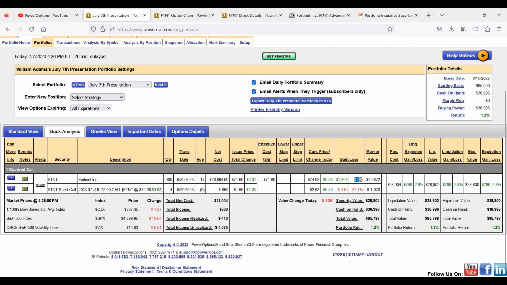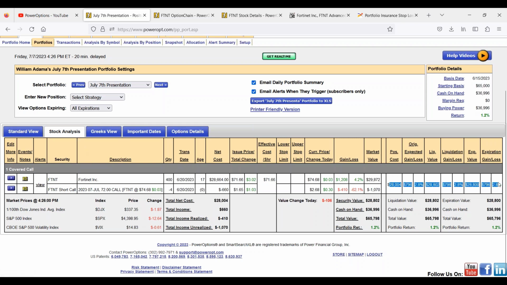We do see the individual gain on the stock and gain or loss on the option compared to the original price and what the buyback cost would be today. The original expected gain or loss was 2.8% if assigned. Liquidation, of course, today was 2.8%. If we still had a week to go, if this was the 14th of July expiration, we might only be at a 2.1 or 1.8% return. And we see that our future expiration value, if the stock remains at the same price, would give us that 2.8% return. This is the stock analysis view.